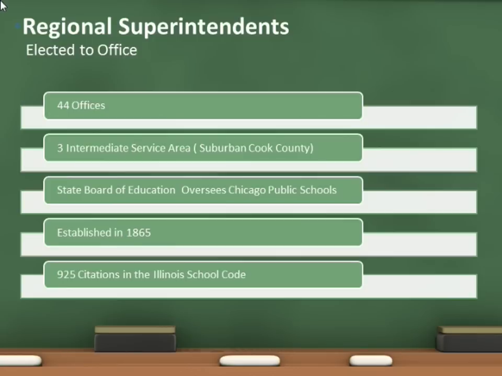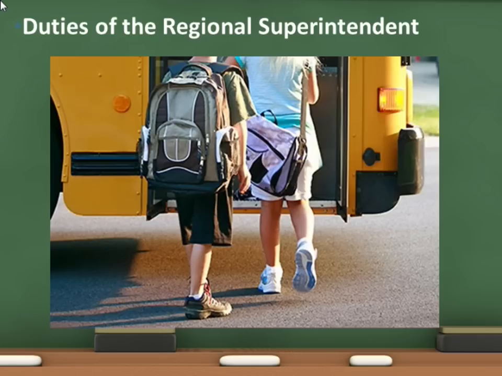More about us. We're elected to office, and there are 44 throughout the state. We have 3 intermediate service areas in suburban Cook County. The Chicago Public Schools have the Illinois State Board as the overseer. We were established in 1865, and again, we're listed 925 times in the Illinois School Code.